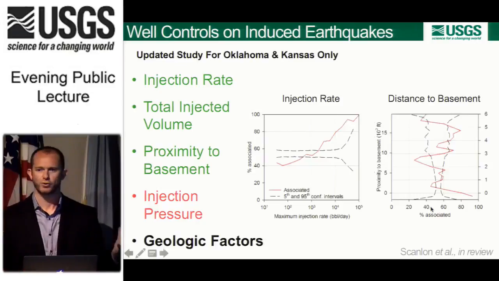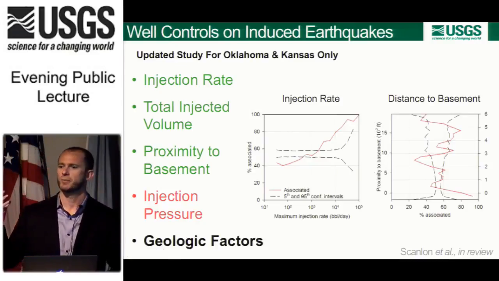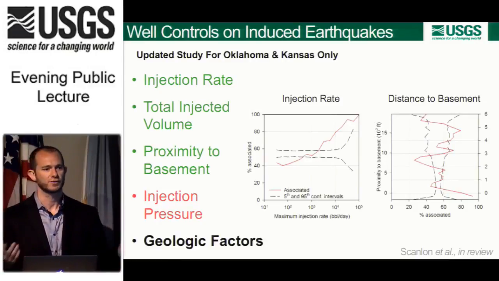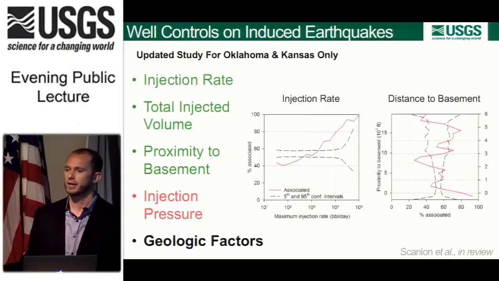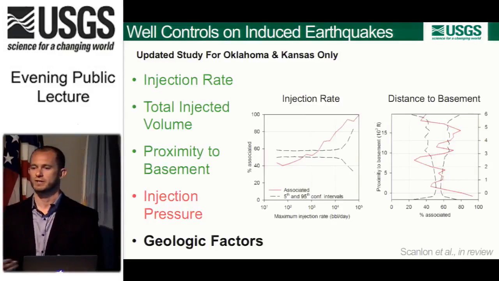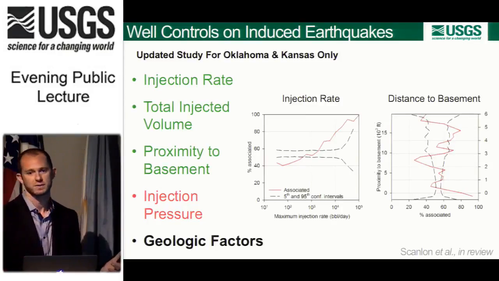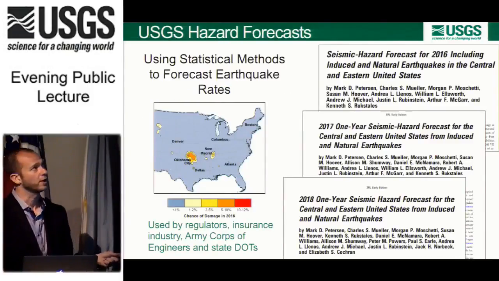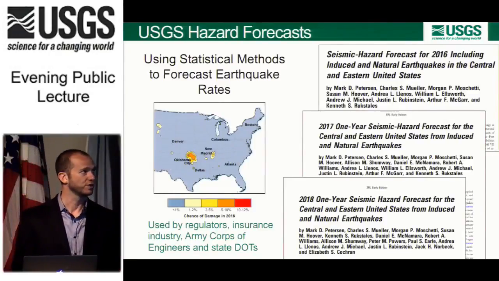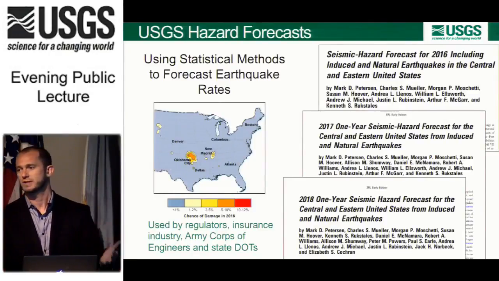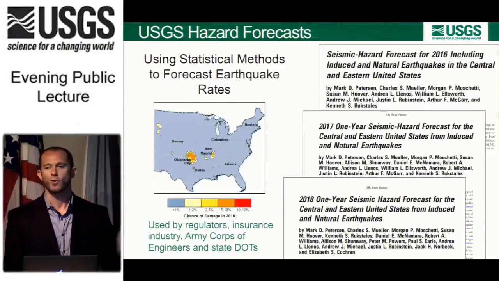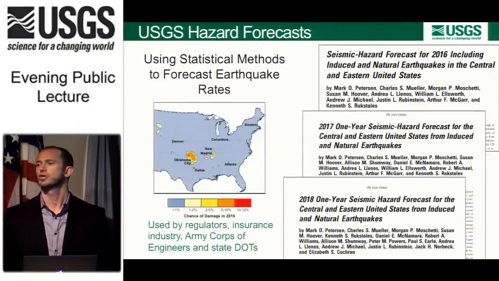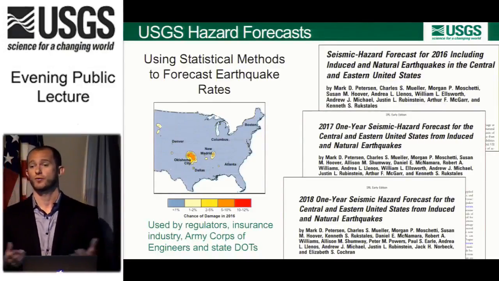So now I've walked you through a number of case studies, and I've shown you some well controls on earthquakes. We have an understanding of what physically is occurring in the area. So let's try and do something with this. Let's try to understand, maybe make some forecasts of what we actually think is happening. And so the USGS has actually been doing that for the last 3 years. Here are images of the last 3 reports we were issued for 2016, 2017, and 2018, forecasting the earthquake hazard for 1 year.